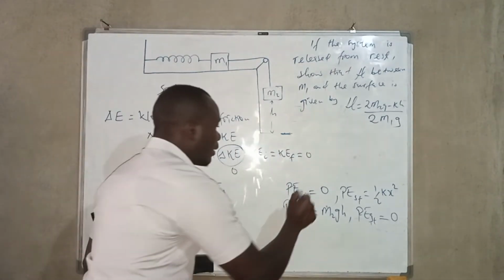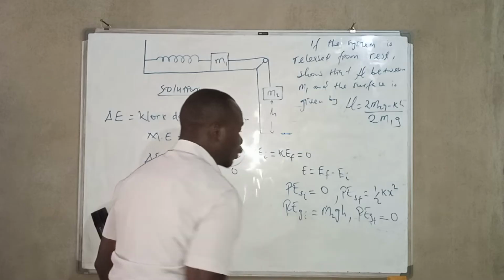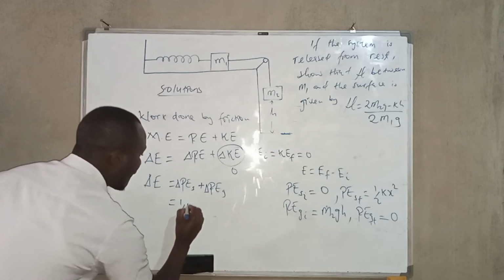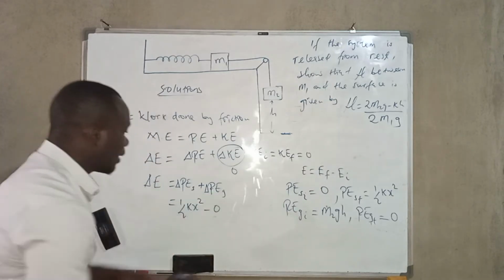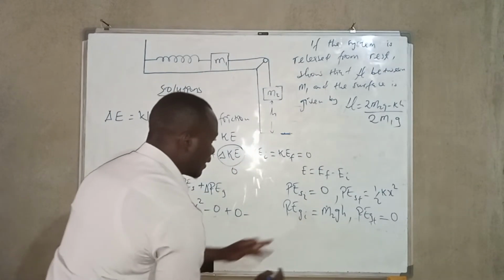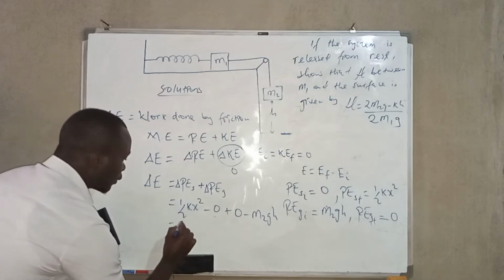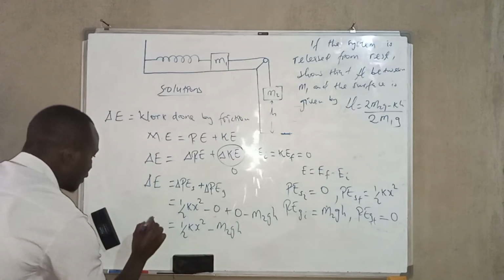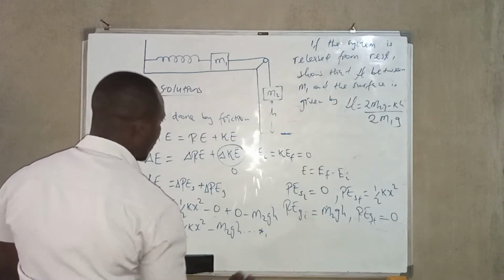And the change in energy is equal to E final minus E initial. So we can plug in this information, and we're going to have half k x squared as the final elastic potential energy minus 0, then plus the change in gravitational potential energy. We have the final as 0 here minus the initial M2 g h. So we have half k x squared minus M2 g h. So this is the change in energy. Let us call this equation asterisk 1.